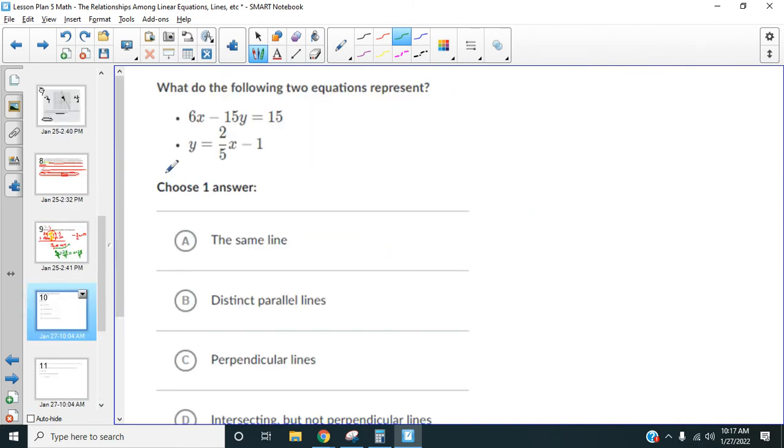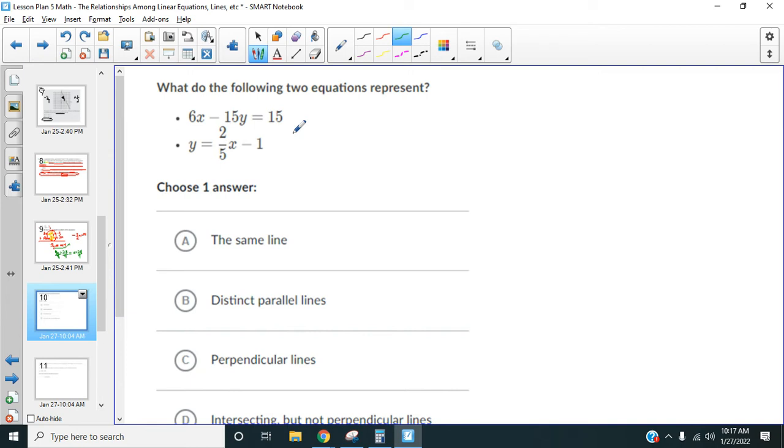Very quick. They're not too bad. What do the following two equations represent? Are they the same line? Are they perpendicular? Are they parallel? Or do they just intersect?